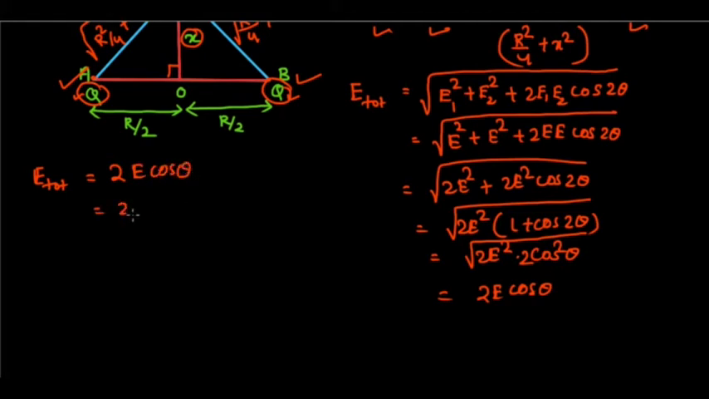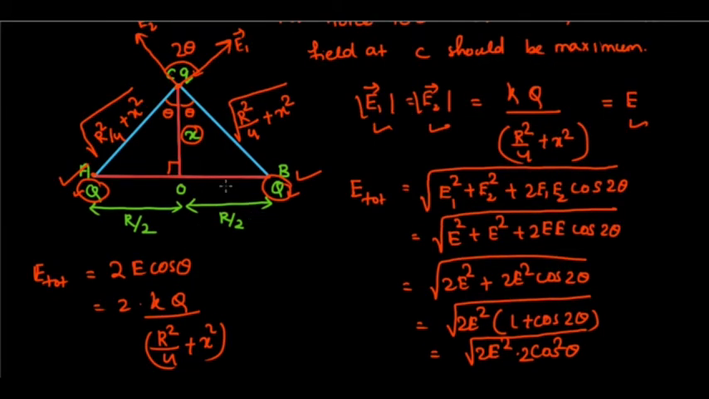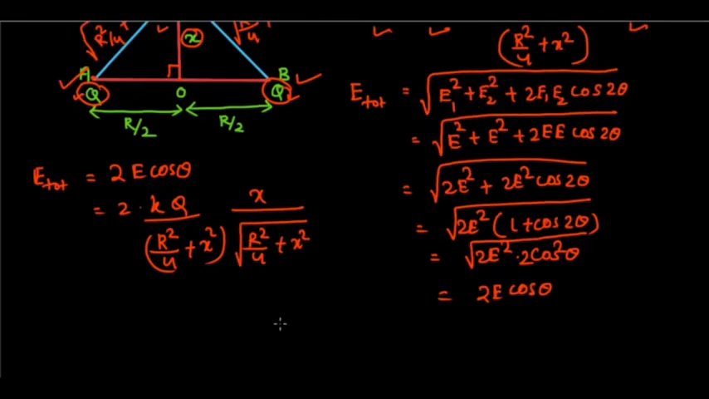So what is E? E is kQ divided by R square by 4 plus x square. And what is cos theta? So look at the diagram here. If this angle is theta, then cos theta will be b by h, which means cos theta will be x divided by square root of R square by 4 plus x square. So in place of cos theta I can write x divided by R square by 4 plus x square to the power half, and square root means power half.